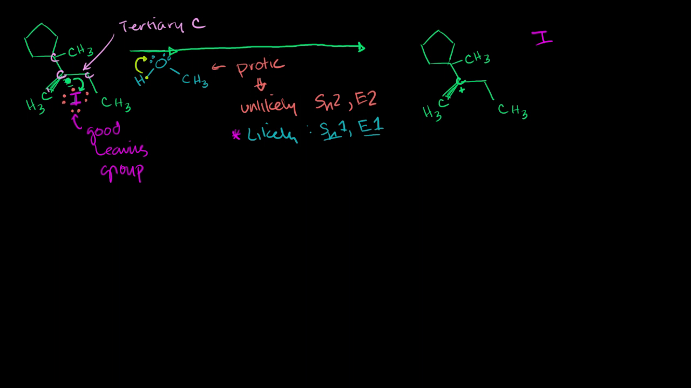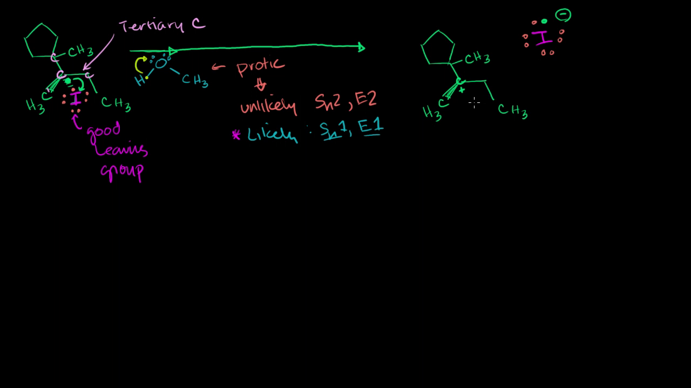So it had its original 7 valence electrons: 1, 2, 3, 4, 5, 6, 7. It nabbed one more electron from the carbon, and I wanted to do that in green. Now it is the iodide anion. So this step right here is common to both the Sn1 and E1 reactions. The leaving group has to leave.